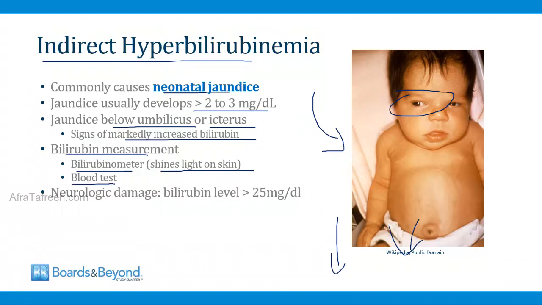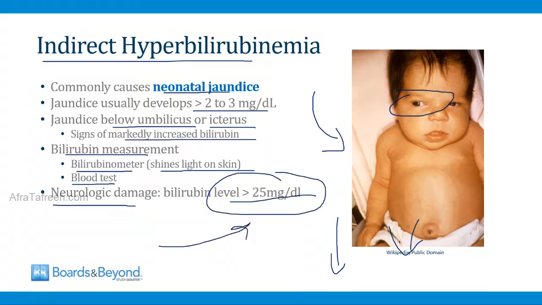And what you're worried about in babies in terms of bilirubin is neurologic damage. This can happen when the level gets above 25. For most babies, the level won't get anywhere near this, but this is why you always monitor the bilirubin level to make sure it doesn't climb this high.